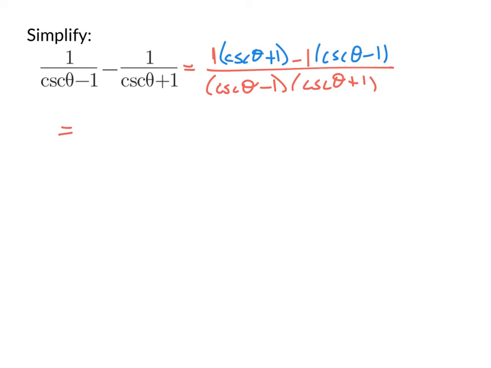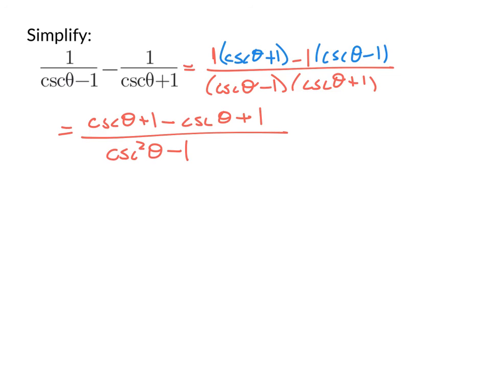When we multiply that all out, just distributing the ones, we'll have cosecant plus 1 minus cosecant minus negative 1, so plus 1. When we FOIL the denominator, we see that we have two conjugates, so that product is going to be the difference of two squares, which is cosecant squared minus 1. Doing a little bit of simplifying, in the numerator we see that we have cosecant minus cosecant, so those two are going to cancel, which means in the numerator we're just left with 1 plus 1, which is 2. In the denominator we have cosecant squared minus 1.